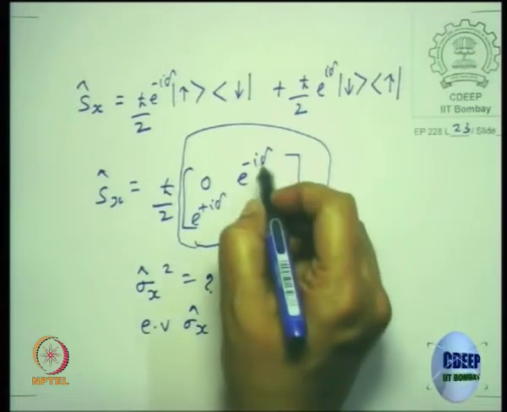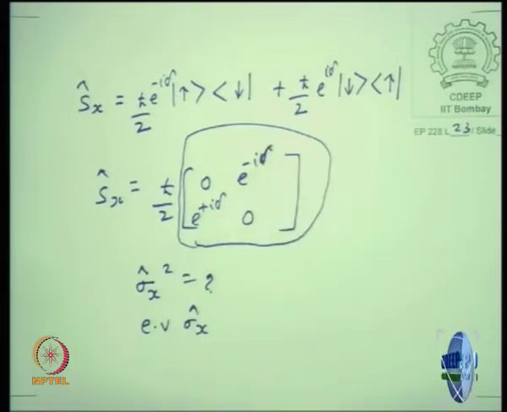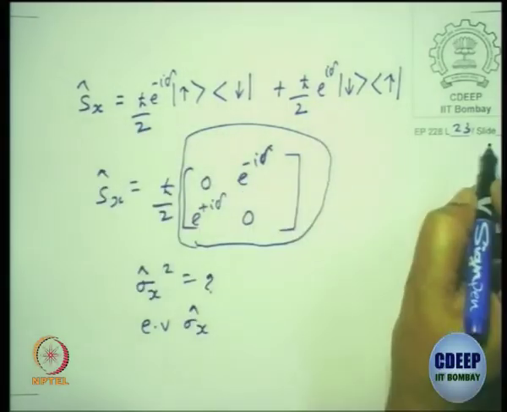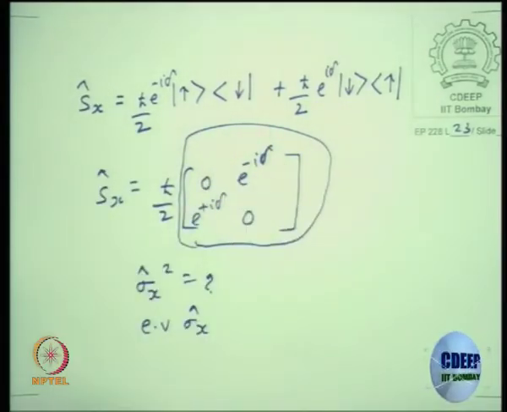So as of now, I have not fixed what is delta, as he was asking. We could have chosen delta equal to 0, but we will do it systematically. I want you to verify this. This I have not worked out, but please do it yourself and check it.